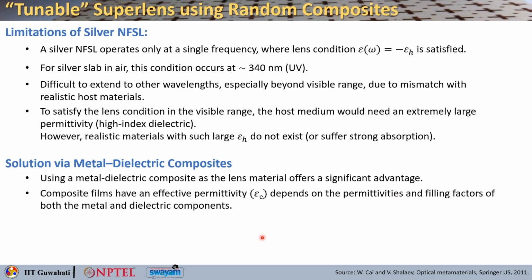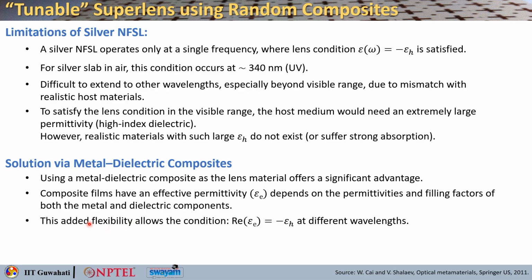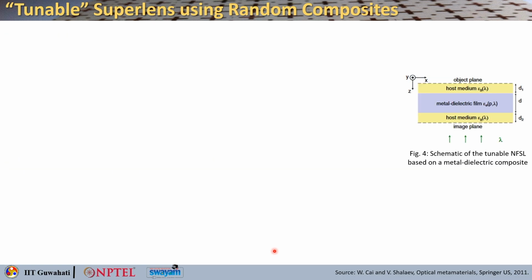The composite films can have an effective permittivity, epsilon E, which depends on the permittivities and the filling factors of both the metal and dielectric components. This added flexibility means you can change the volume fraction and tune the permittivity, and that allows you to satisfy this equation at different wavelengths. That basically gives you tunable near field super lensing operation across visible and near infrared ranges.